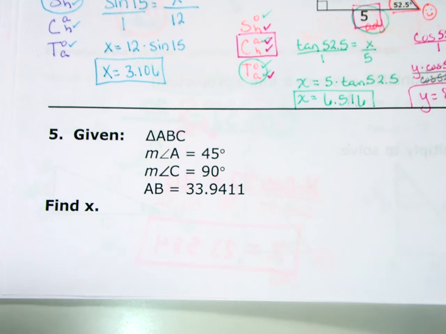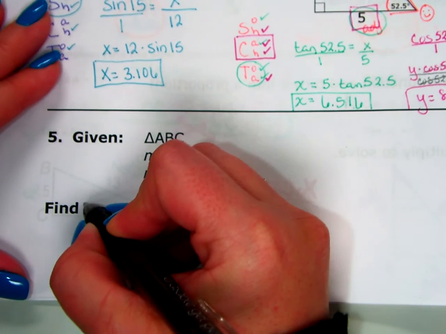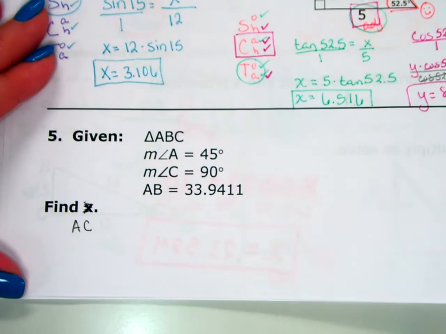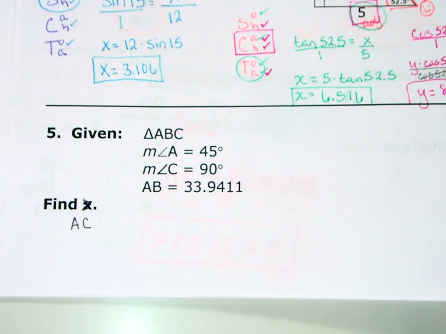Number 5. Given triangle ABC, the measure of angle A is 45 degrees, the measure of angle C is 90 degrees, and AB equals 33.9411. Find X. There's no X since we don't have a picture, so we're going to change this from find X to find AC.